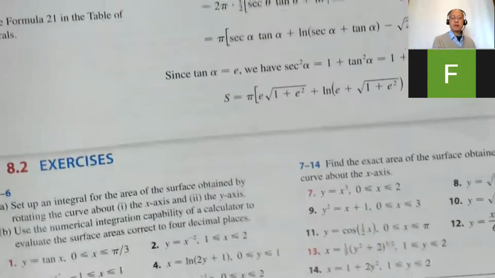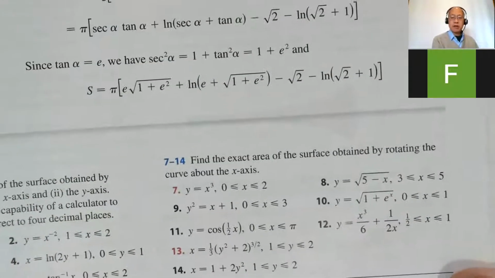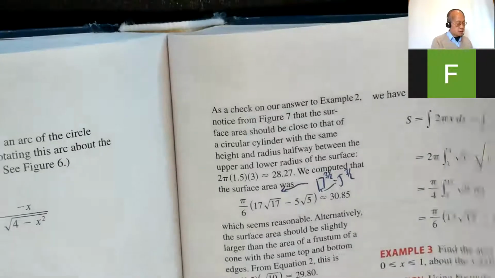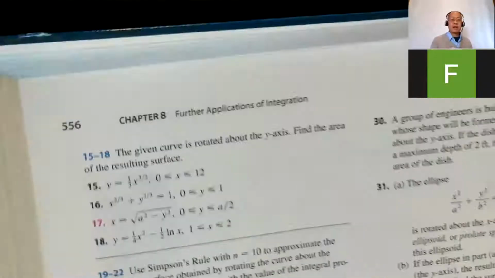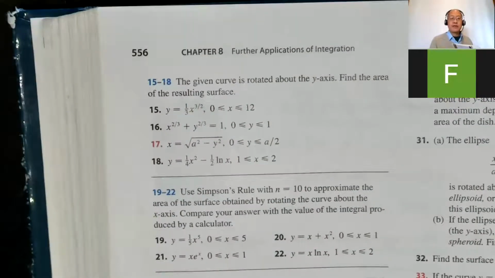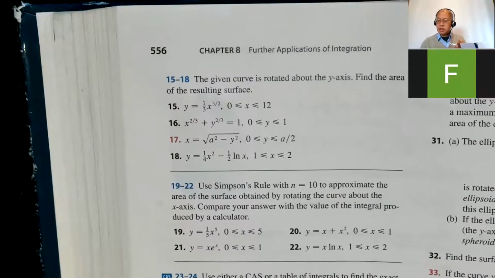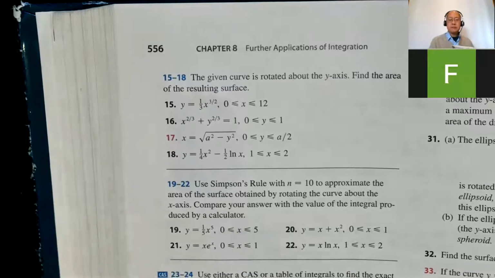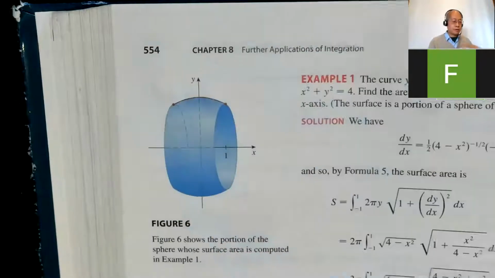All right, so maybe I'll just show you number 7, and that's about it. Find the exact area of the surface obtained by rotating the curve about the x-axis. Oh, I'm sorry. We were supposed to do some more problems on the next page. Right, and some y-axis. So page 556, 15 and 17, I think, was also on our list. Naturally, I had to give you something that's rotating about the y-axis. Of course, so there we are.